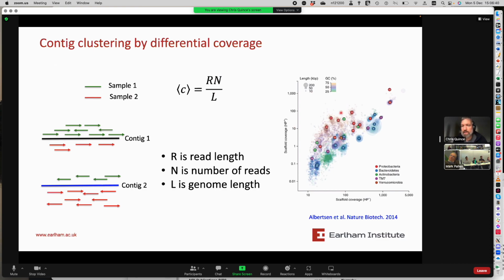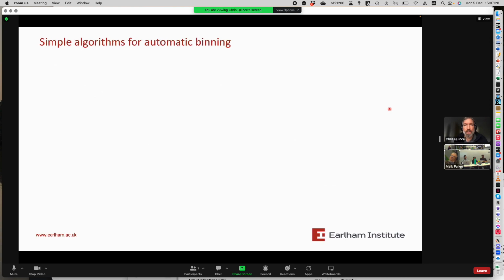This principle was nicely illustrated in this Albertsen et al. paper. They took a single sample, but they did two different extraction protocols, and every extraction protocol has a different set of biases. They did a co-assembly and computed coverage depths for one extraction protocol on the x-axis and for the other on the y-axis. You can see you get these distinct clusters that also correlate with taxonomic classification. That's because all the contigs from the same genome have a similar coverage profile.